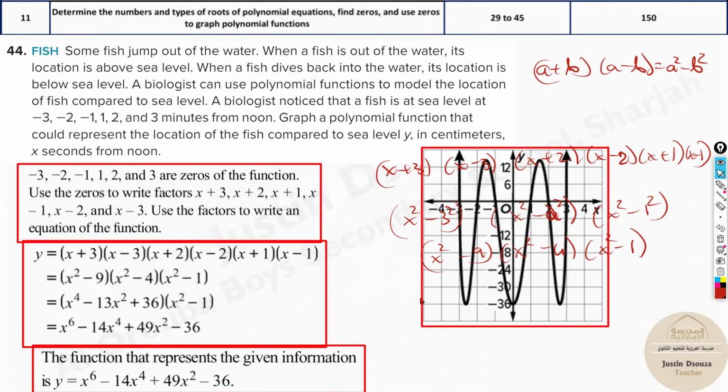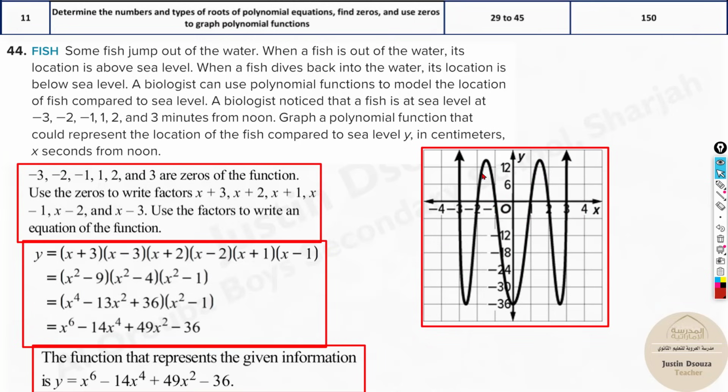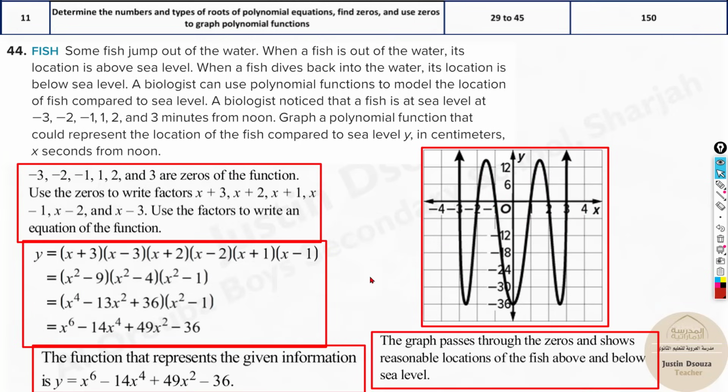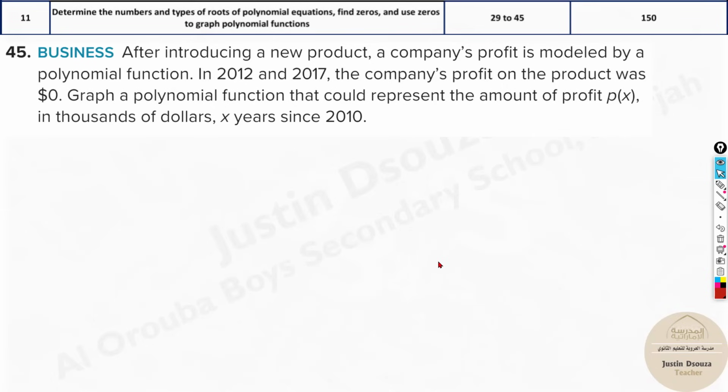That's the final function. And this is the graph for it. You can see it's going up, down, up, down, up, down. And the graph passes through the zeros and shows the reasonable location of the fish above and below the sea level. So this is what it shows.